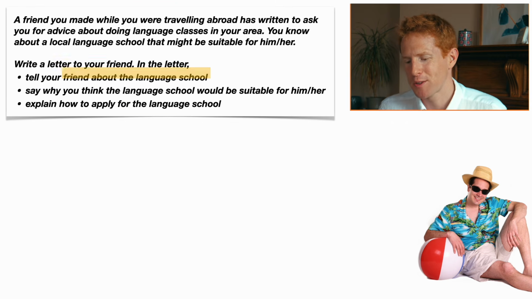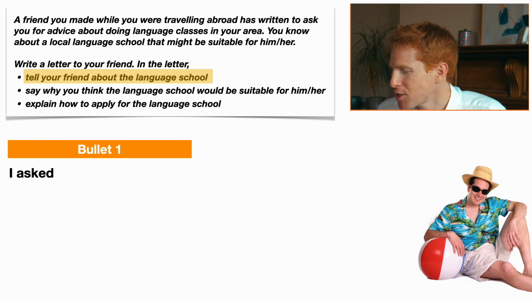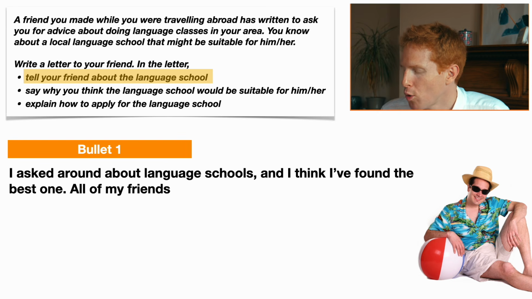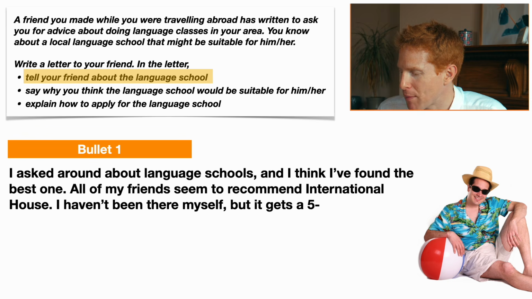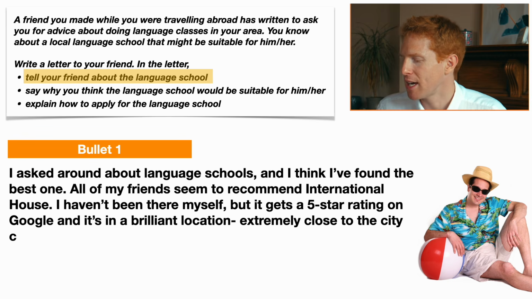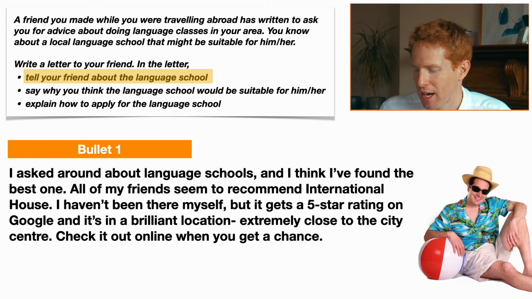Okay, so let's move now on to bullet point 1. Tell your friend about the language school. I asked around about language schools and I think I found the best one. All of my friends seem to recommend International House. I haven't been there myself, but it gets a 5-star rating on Google and it's in a brilliant location, extremely close to the city centre. Check it out online when you get a chance.